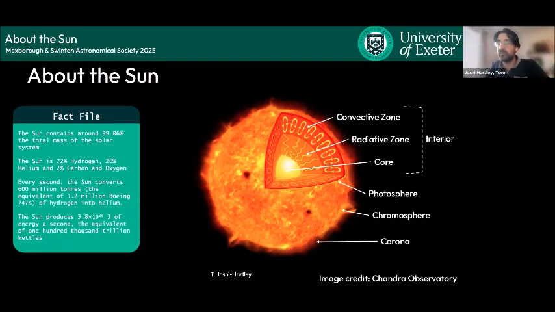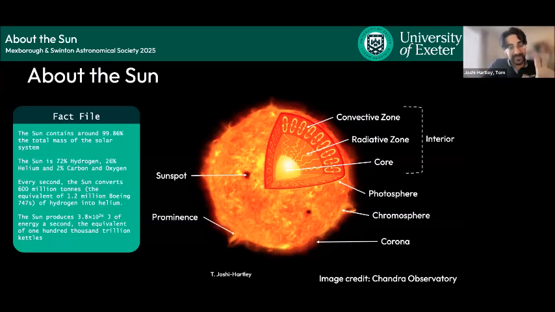You've got your chromosphere, which is the region through which you get things like prominences, things that eject off of the sun, and then your corona extends out much, much further, and that's your kind of solar atmosphere, charged solar particles. And we'll talk about these one by one from the inside out in a little bit more detail now.